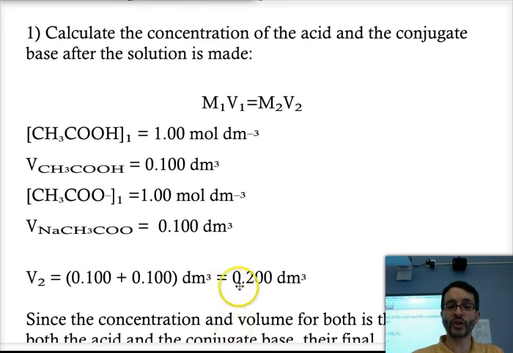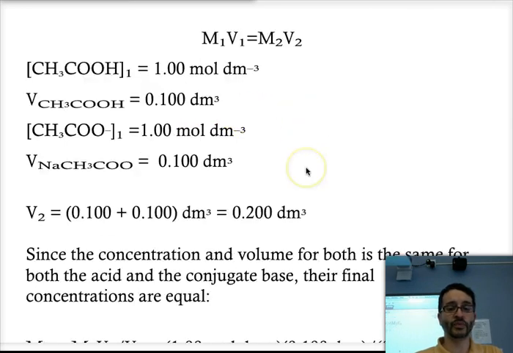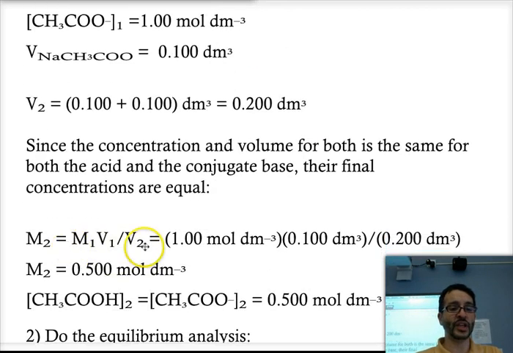Since the total volume is 200 milliliters, molarity 2 is going to be equal to the initial molarity times the initial volume divided by the final volume, which we have over here. In both cases, the concentration is going to be 0.5 molar. I chose easy numbers, so we don't have to worry about too many of the other things.